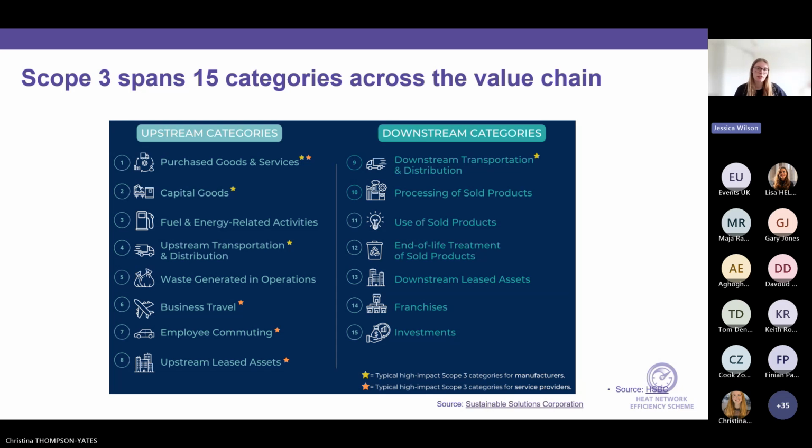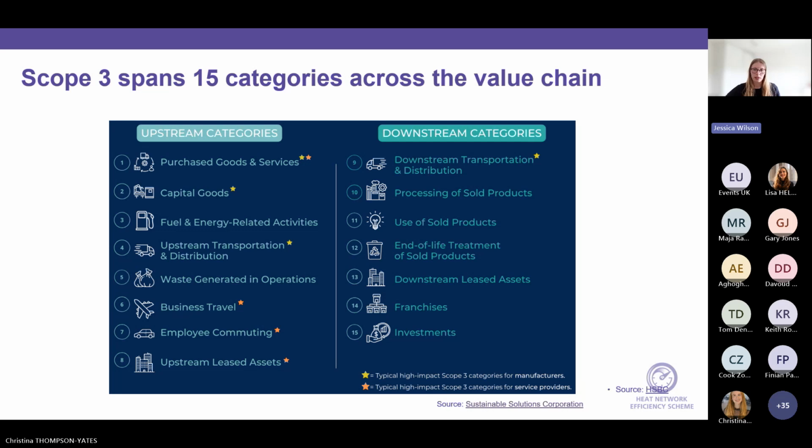So this gives an overview of the 15 categories that fall under Scope 3. It's split into upstream and downstream categories, and we will go through each of these in the presentation today to break it down a little bit more and make it a little bit clearer.